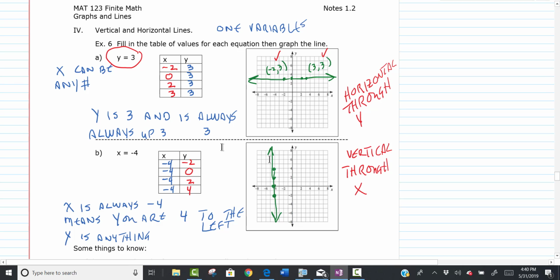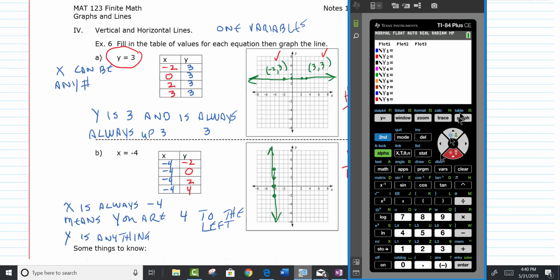I was going to show you one little thing on the graphing calculator on here. So let me pull this up.